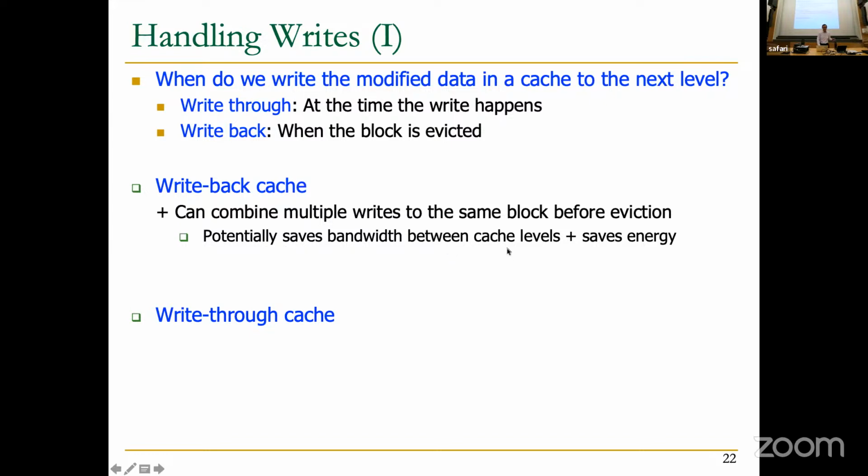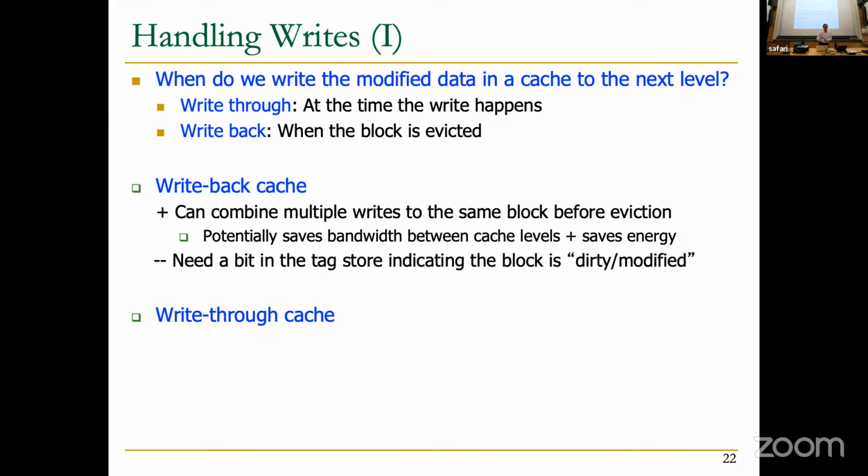This potentially saves bandwidth between cache levels and saves energy. If you propagate every single write to the next level, you're basically wasting bandwidth, right? Because there's some bus between the caches, and you're basically keeping that busy. That bus may be used for something else, and clearly you're wasting energy potentially.